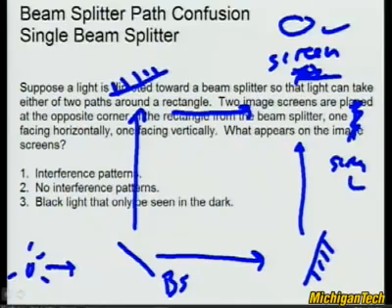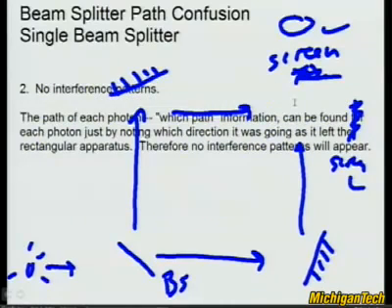Do you see interference patterns there? Do you see no interference pattern? Or do you see black light that can only be seen in the dark? And drum roll please, answer is no interference patterns.